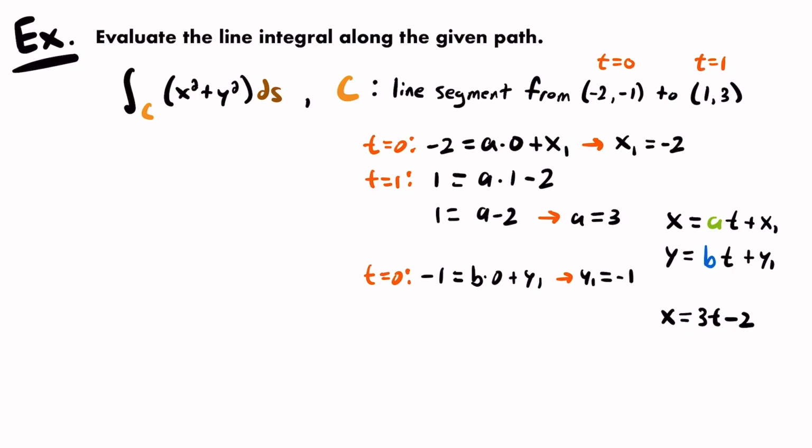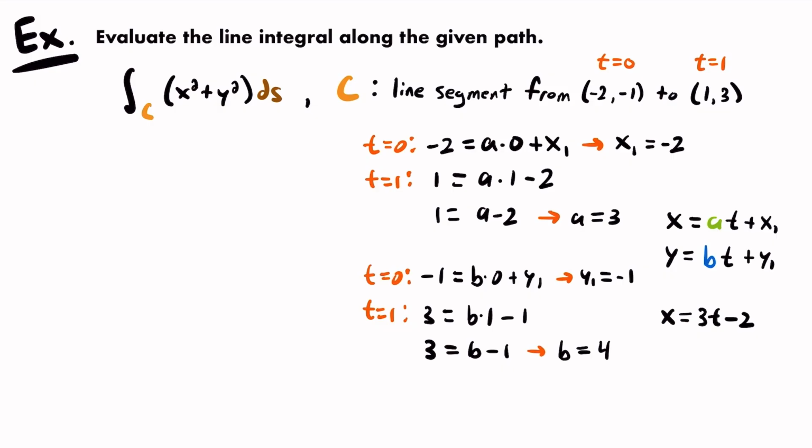And then to find the value of b, we'll use the other value of t that we know. We know that when t equals 1, the y-coordinate should be 3. So we'll have 3 is equal to b times 1, that's the value of t, plus y1, which we solved for. We know that that is -1. So adding -1 is the same as subtracting 1. And so this is 3 is equal to b minus 1. Add 1 to both sides of the equation, and you'll find that b is equal to 4.